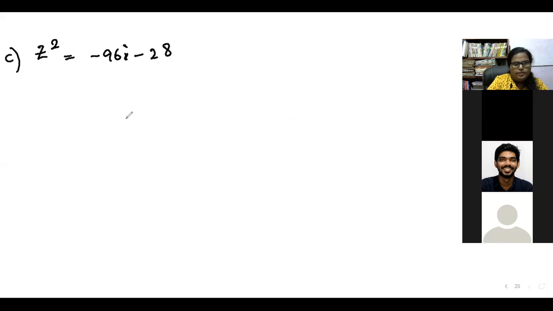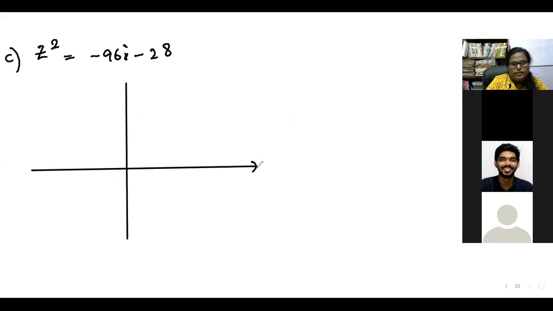So this is the complex number we have, and we can draw it on a diagram here. This is the real part and this is imaginary. So both are negative here. The real part is minus 28 and the imaginary part is minus 96, right? So this is the complex number we have, right? Z square, right?